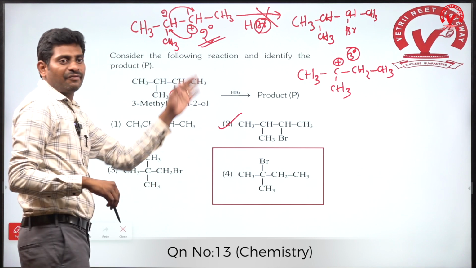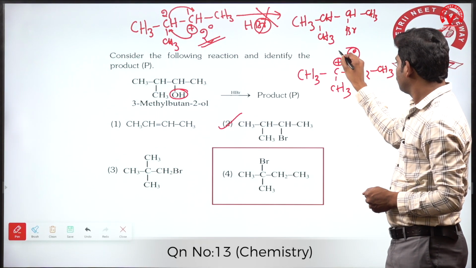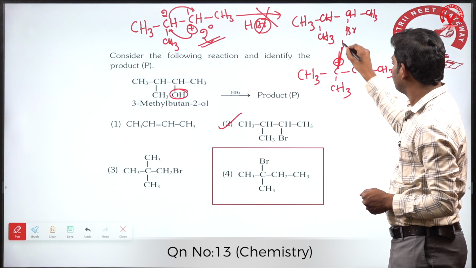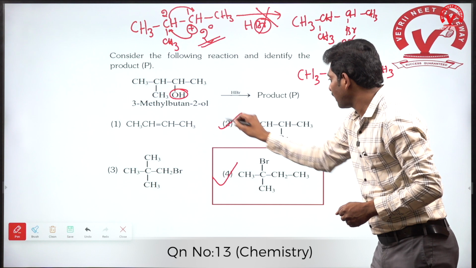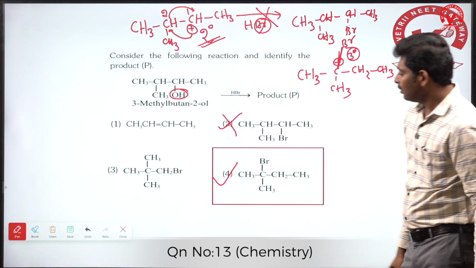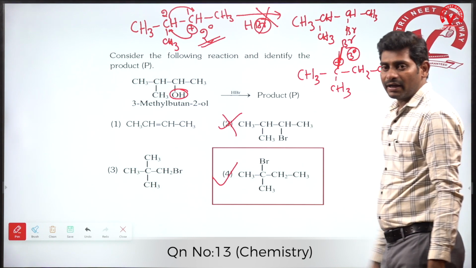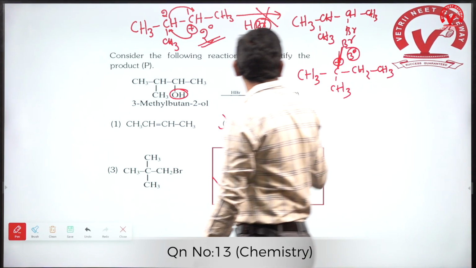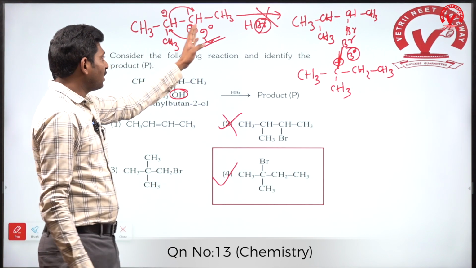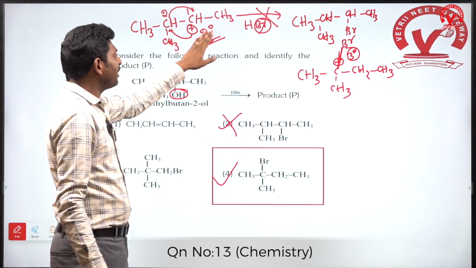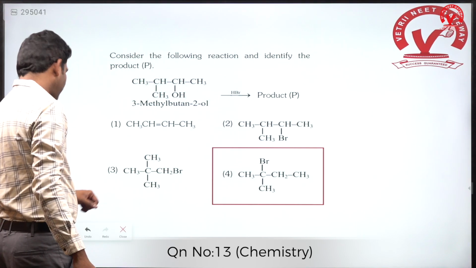So rearrangement of carbocation, then bromine will attack on this position. So this is the correct answer. Actually we expected the second one normally, but the fourth one is due to rearrangement of carbocations. So tertiary carbocation is more stable than the secondary carbocation. Secondary carbocation by 1,2 hydride shift is converted into tertiary carbocation. So move on to next question.